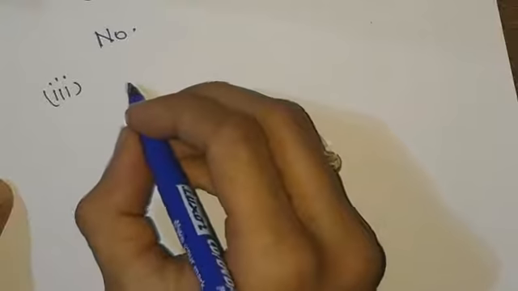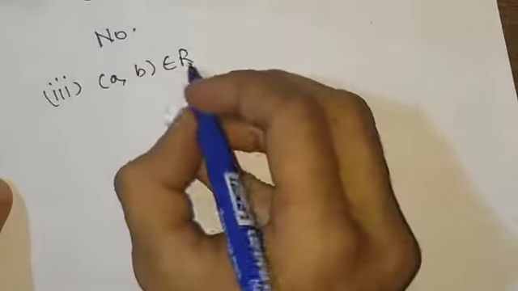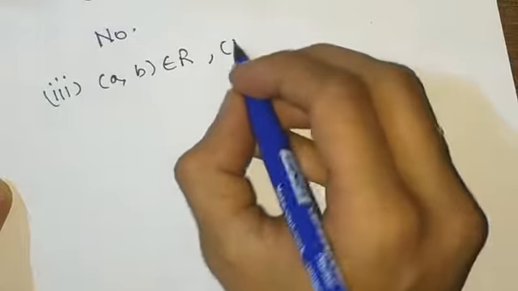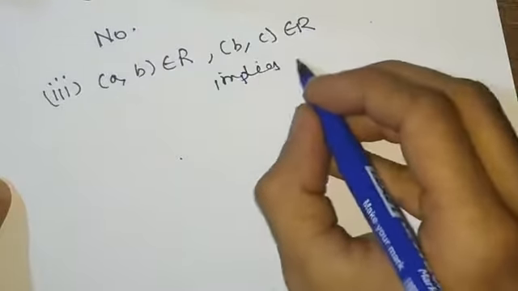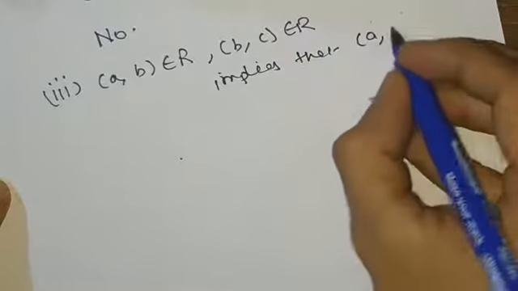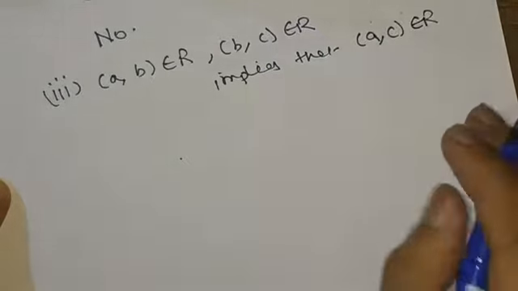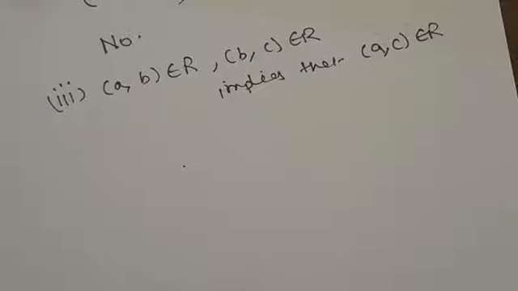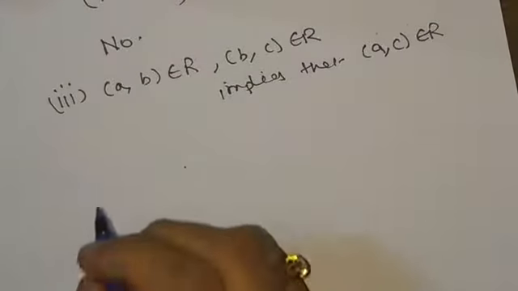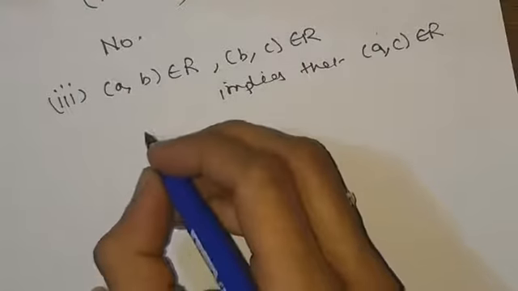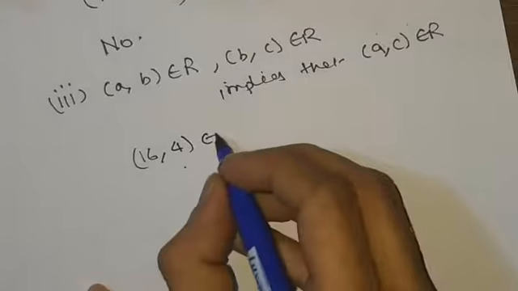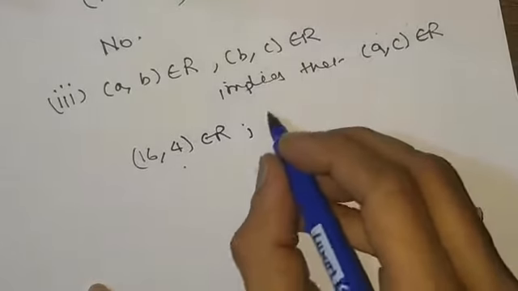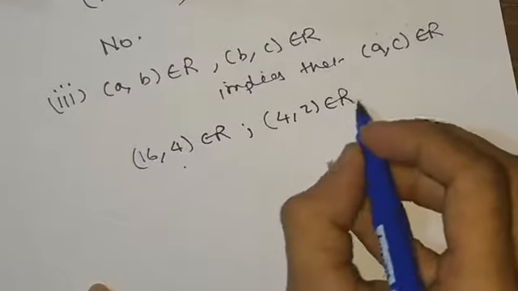Then third, the statement is A comma B belongs to the set R, comma B comma C belongs to the set R, implies that A comma C belongs to the set R. So again this statement is not true. Let us give an example. So how is it? We can take 16 comma 4 belongs to the set R and 4 comma 2 belongs to the set R.